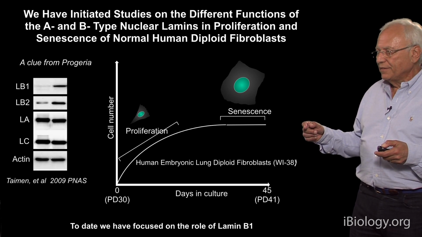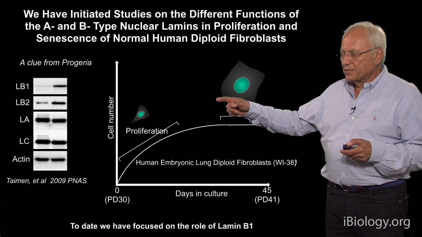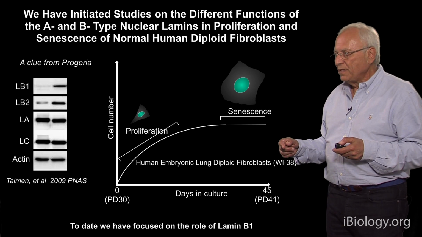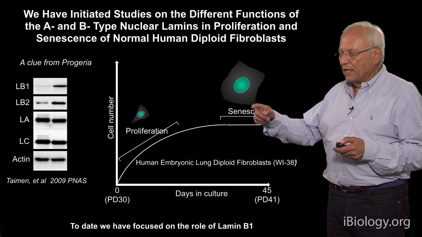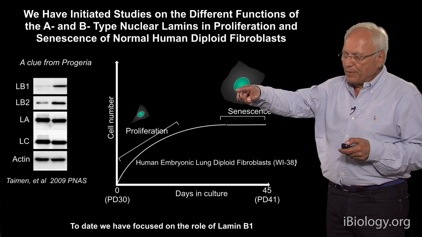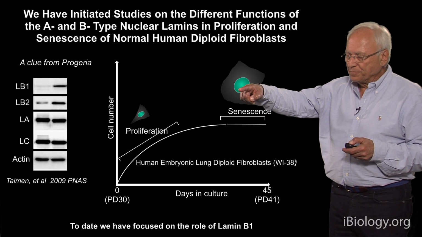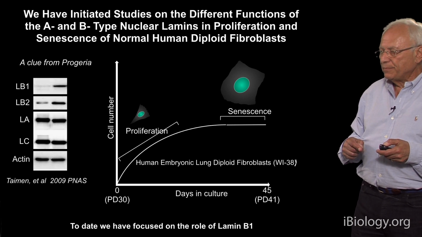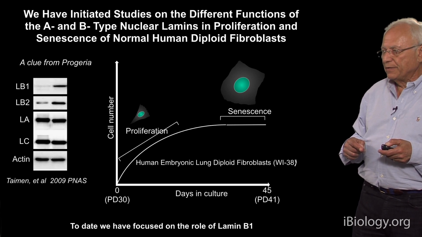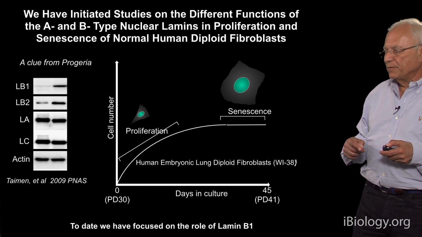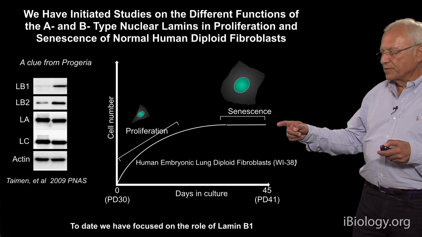Both with the more common G608G mutation and this E145K mutation, we saw premature senescence, loss of growth, and a reduction in LB1. But if you look down on the left, from the progeria patient on the left, that panel, you can see a great reduction in lamin B1. Lamin B2 is reasonably retained, and lamin A and C are also retained. So we started asking questions about lamin B1 during normal cell growth and senescence.